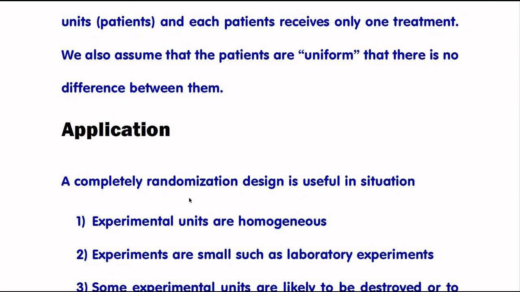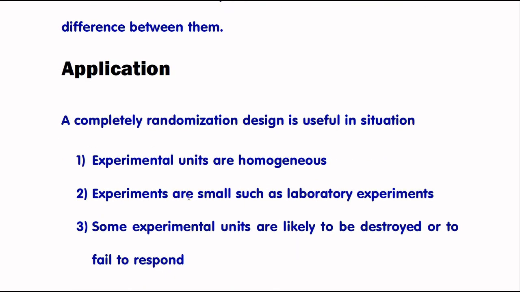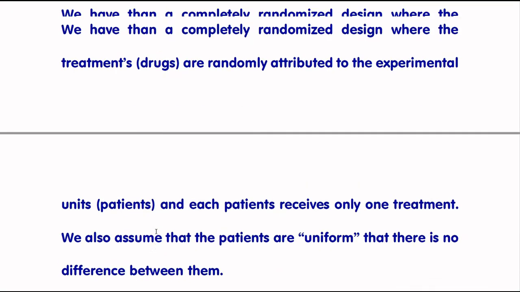Application. Completely randomized design is useful in situations. Number 1, when experimental units are homogeneous. Number 2, when experiments are small, such as laboratory experiments. Number 3, when some experimental units are likely to be destroyed or fail to respond.